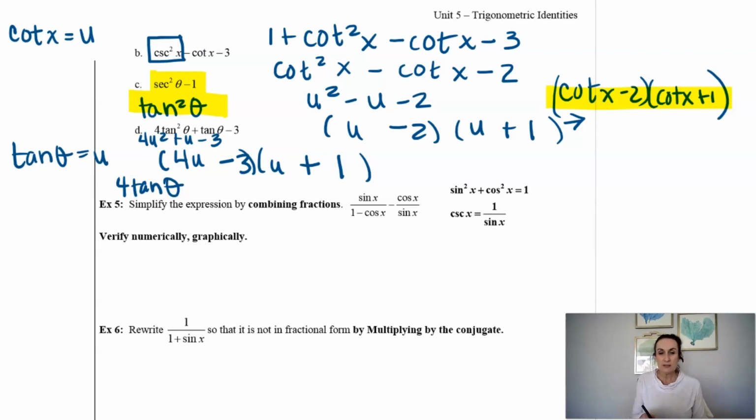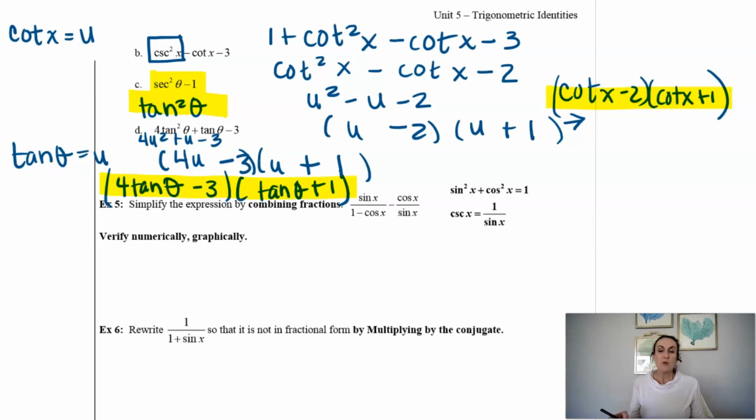So for tangent theta, subtract 3, and then u, tangent theta goes in for u, so tangent theta plus 1. And here you go. This is a trig identity. It's equal to the original. It's just a different way to write the original.